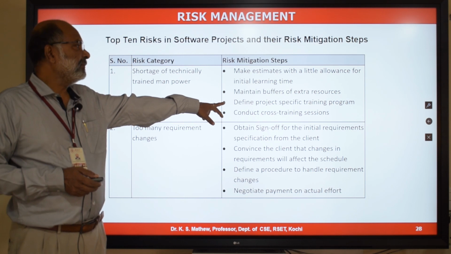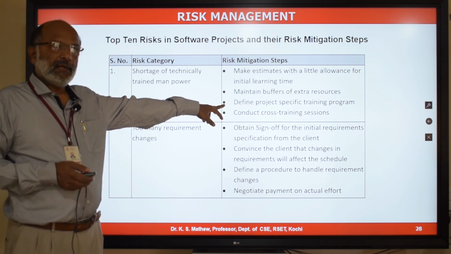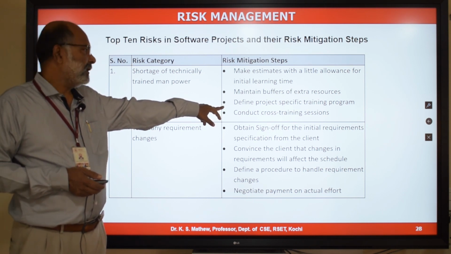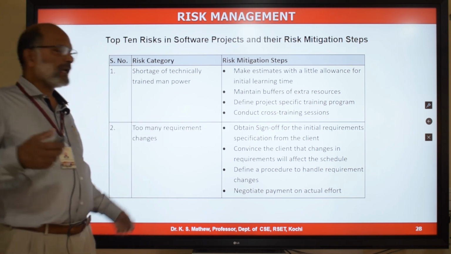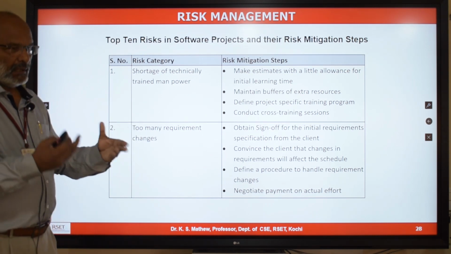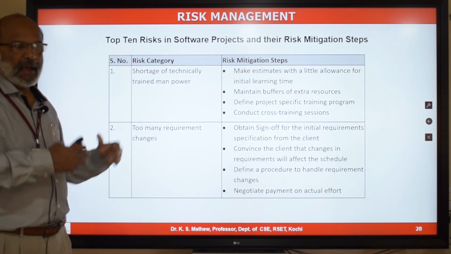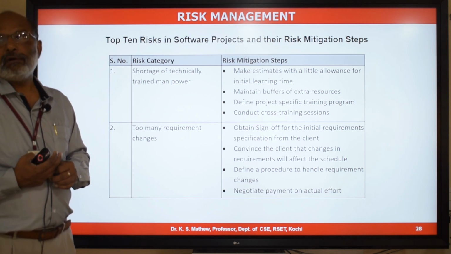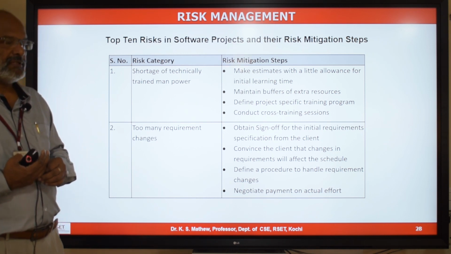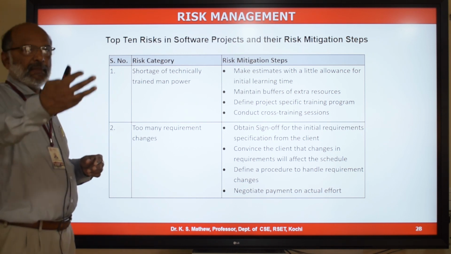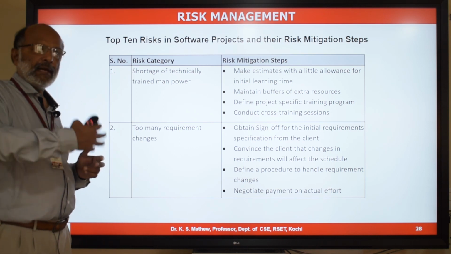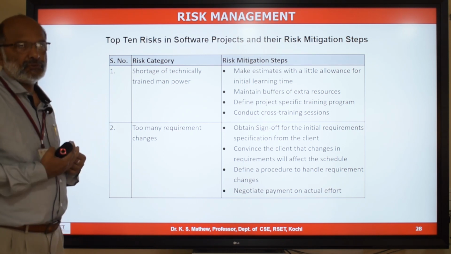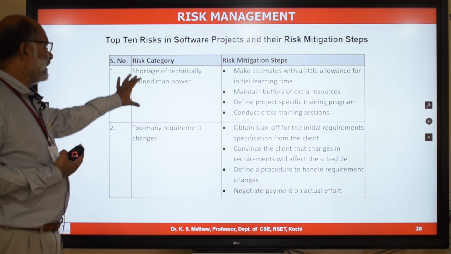Define a project-specific training program. You need to plan training for project resources depending on where the skill is lacking. Conduct training sessions within the team. One team member who is an expert in the back end can give training to other members who are not familiar with back-end programming, for example. Similarly, a developer who is an expert in front-end development can train back-end developers in developing front-end programs. That way they can cross-train the resources, which will help in mitigating this risk.